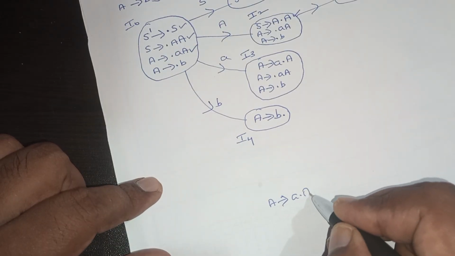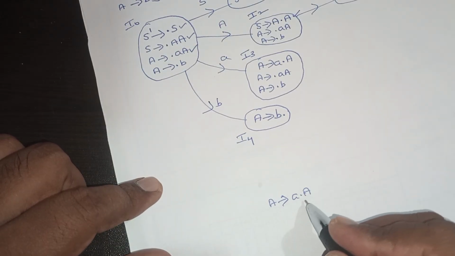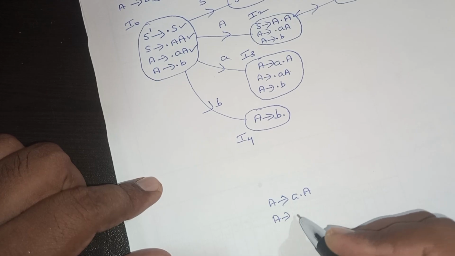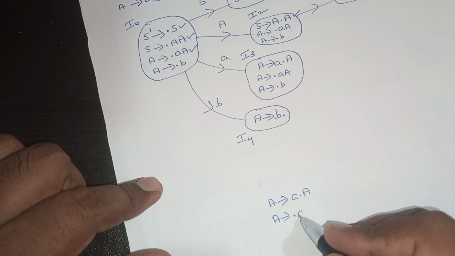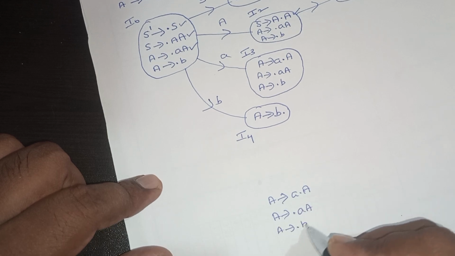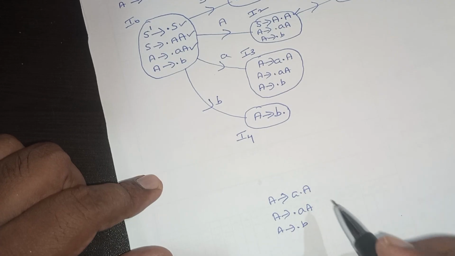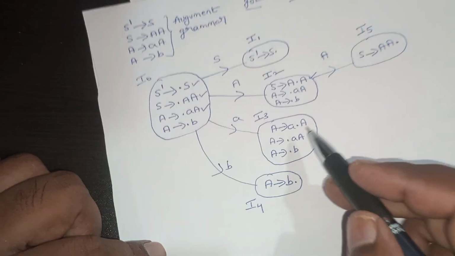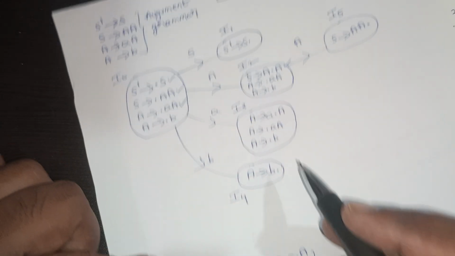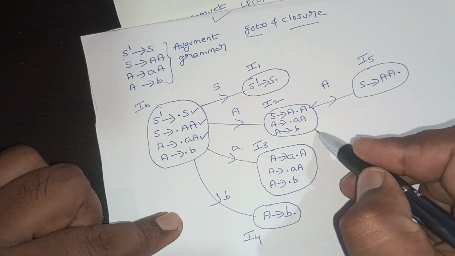A dot A. Okay, I want to add all the rules of A. A tends to... okay, and then A tends to dot B. See, by observation, this is same as this. Okay, this is same as this. Then what you write, simply do like this.